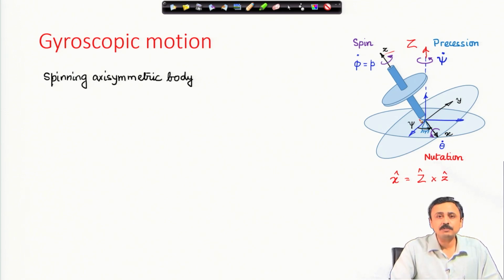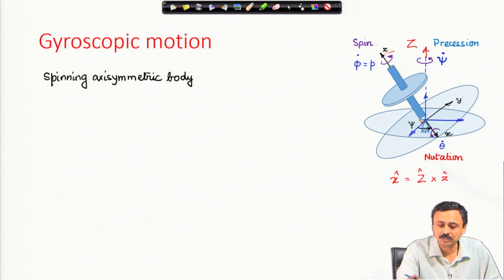An observer in this frame will always see the body aligned with the z axis, the axis of symmetry always along the z axis, because the z axis is defined that way. It is the axis of symmetry, and therefore, even though the body is spinning, being axisymmetric, the moment of inertia tensor in this x y z frame is constant.